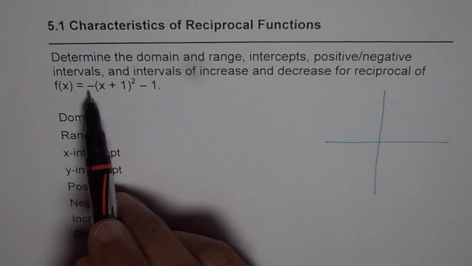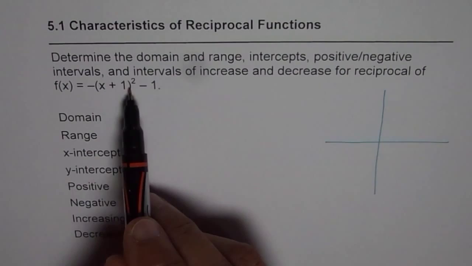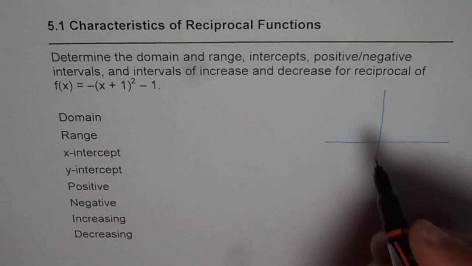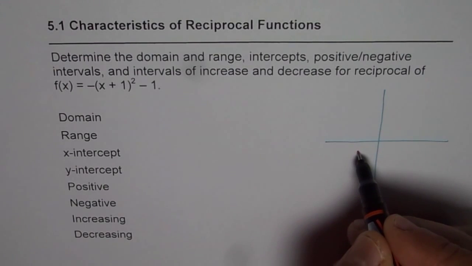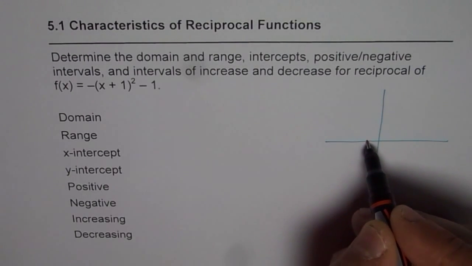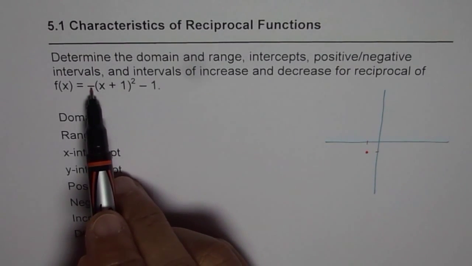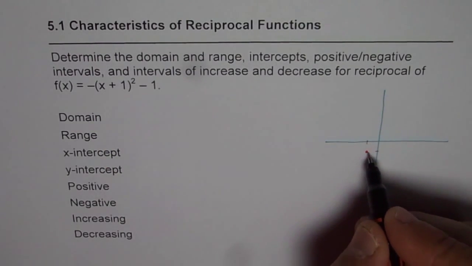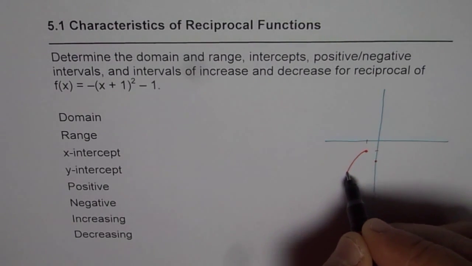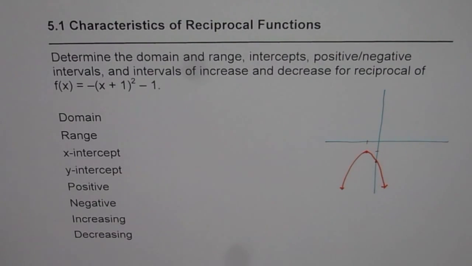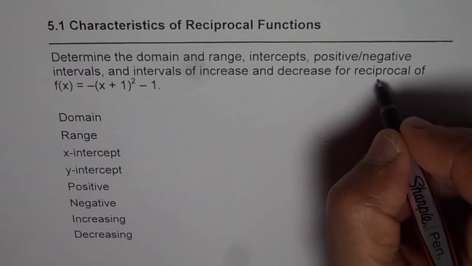So f(x) is minus (x + 1) squared minus 1. So the vertex is at (-1, -1). Let us say this is 1, this is minus 1, so the vertex is here. And it is going downwards, right? So steps are 1, 3, 5, 7, and then it's going downwards. So let me just sketch it like this. That is how the parabola is going to be. So that is the given function to us.